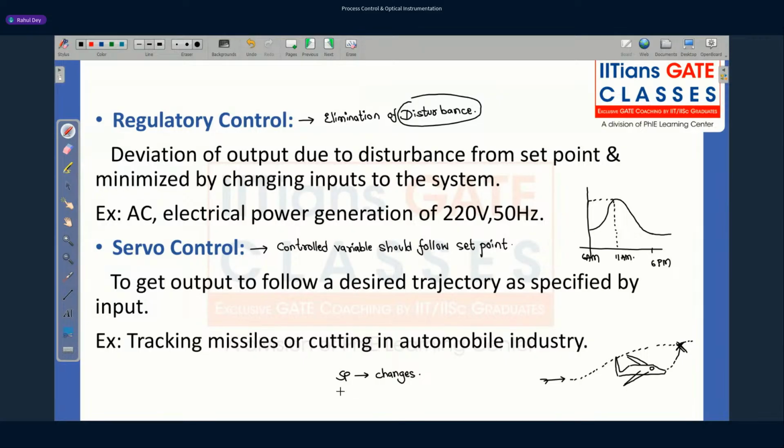The controller should be such that the output should quickly change with the change in set point. Okay. Any doubt? Please let me know. Any doubt up to this point?